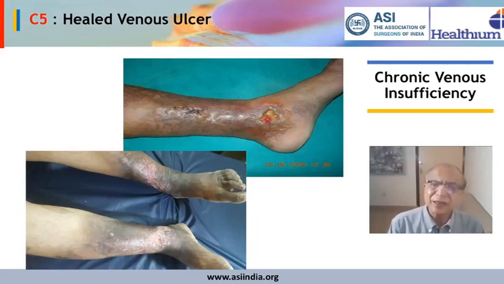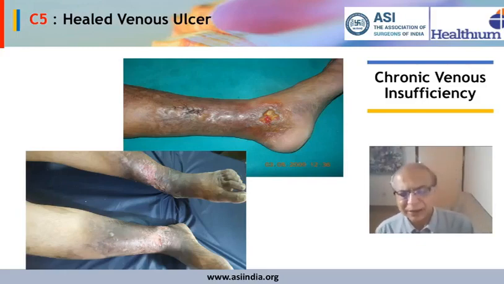These venous ulcers can heal spontaneously if the person starts taking rest, elevating the limbs, using some good dressing material, and improving foot hygiene. All those things can lead to a healed venous ulcer, and we call it C5.